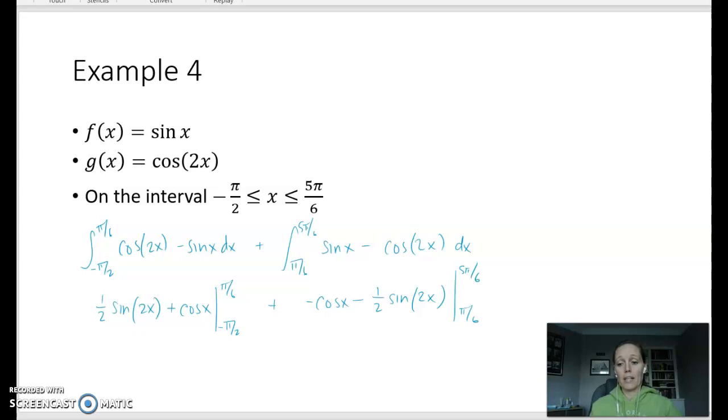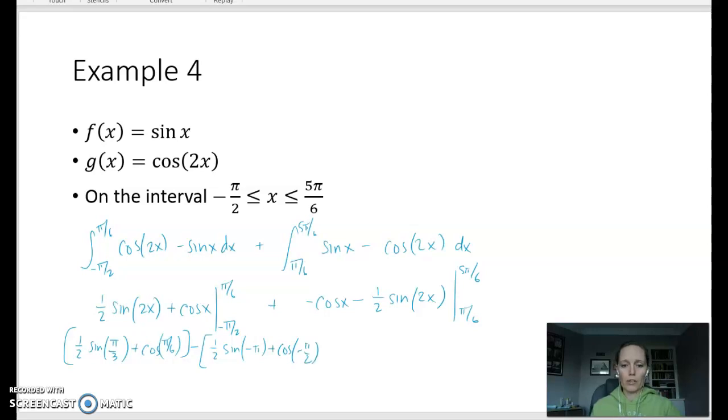So this is where, on an AP test, there is a possibility that a question like this would be a non-calculator question. You have to know your unit circle. Okay, you've got to know what those points are. So when I plug in pi over 6 here, I get 1/2 sine of pi over 3, because I'm multiplying that by 2, plus cosine of pi over 6. And then that's being subtracted from this evaluated at negative pi over 2. So 1/2 sine of negative pi plus cosine of negative pi over 2.